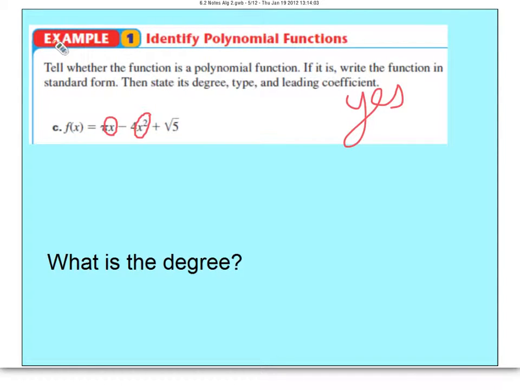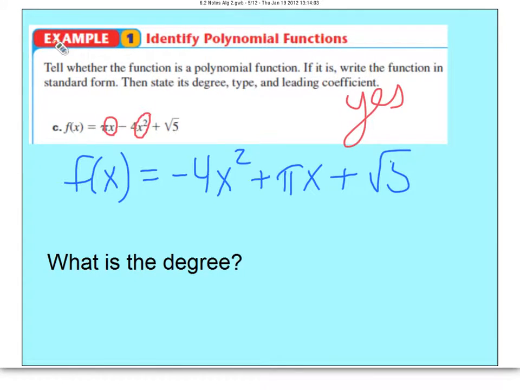So x squared is first, and be careful, it owns a sign in front of it. So I'd write f of x equals -4x squared. And then it's that pi times x, and it's a plus, so I'm going to put plus pi x. And then I follow up with plus the square root of 5. Now, if we were asked again, what is the degree of this particular polynomial? In standard format, the highest exponent we see is a 2, so the degree here is 2. Second degrees, the word we call them, are called quadratics.